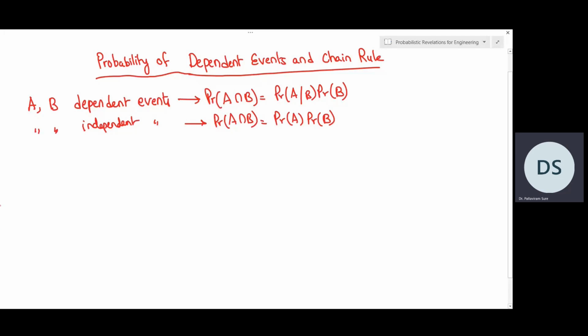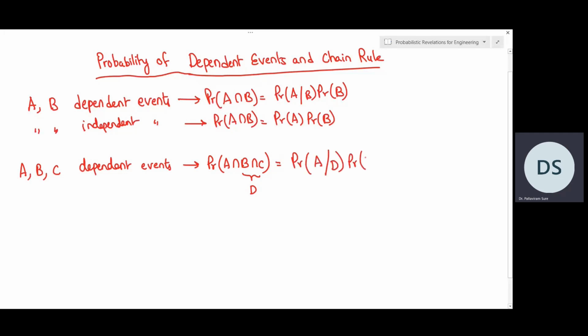Now, let us say we have three different events, so call them A, B, C, and let us say that they are all dependent. So in such a case, probability of A intersection B intersection C, this is again a joint probability, but this joint probability is for three different events. So to write this, we'll write this B intersection C as D. So we can substitute this as probability of A given D multiplied by probability of D. So this follows from this rule.